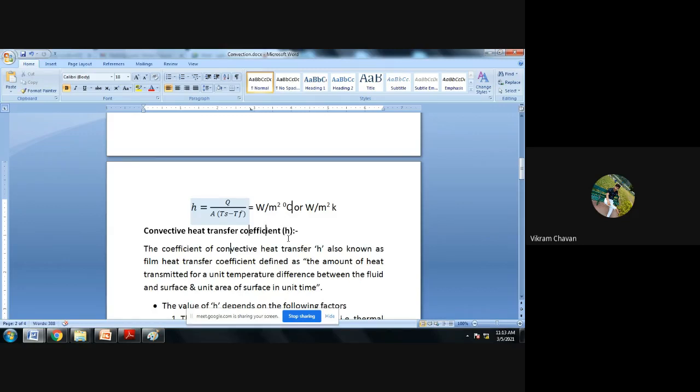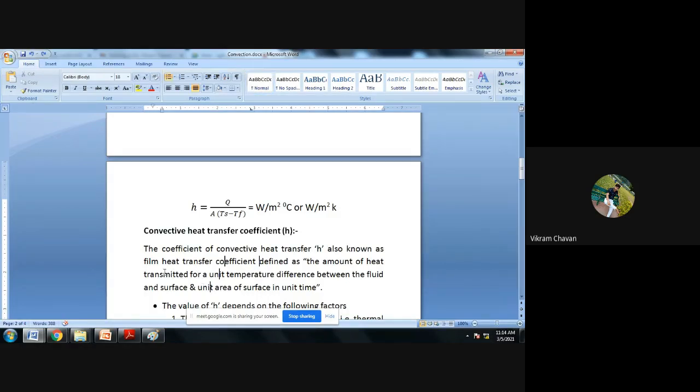In a similar fashion, in the convective heat transfer coefficient we are going to define this h. So h is nothing but the convective heat transfer coefficient, and it is also called the film heat transfer coefficient. Remember this other terminology for the convective heat transfer coefficient.